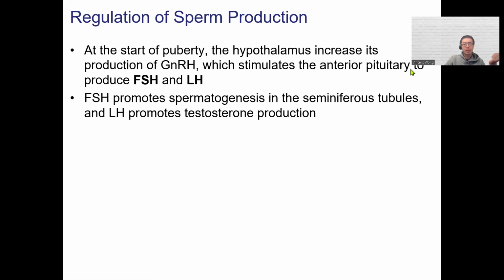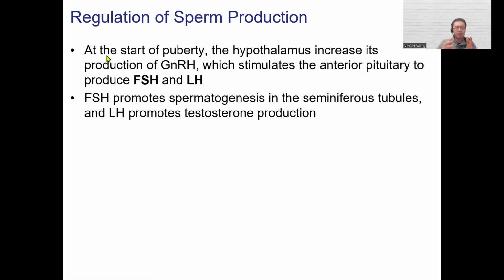So regulation of sperm production, pretty straightforward. It's definitely much easier than the female regulation. At the start of puberty, the hypothalamus increases its production of GnRH. So male also has GnRH, and that will stimulate the anterior pituitary gland to produce FSH and LH. FSH is named after the function in female, follicle stimulating hormone, which stimulates the growth of the follicle, but there are no follicles in male. So instead of doing oogenesis, which is what follicle development essentially is, FSH will promote spermatogenesis.